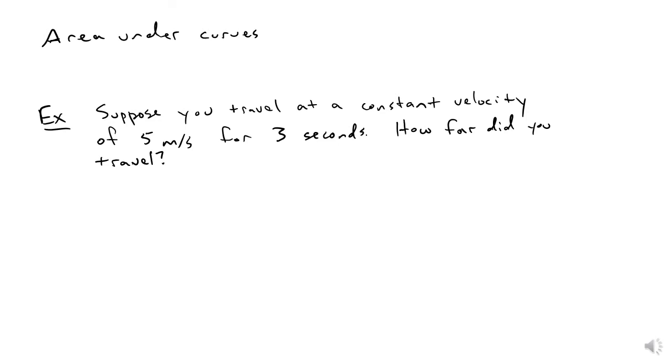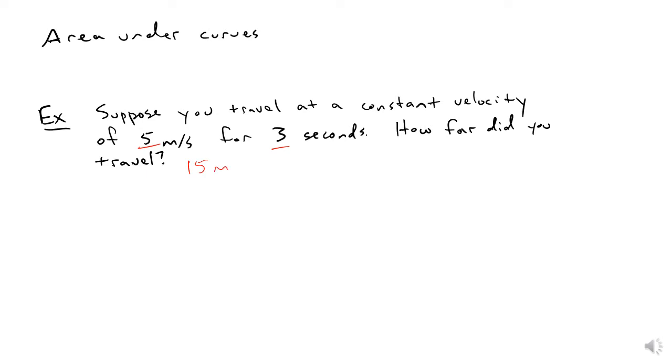So suppose you travel at a constant velocity of 5 meters per second for 3 seconds. How far did you travel? If you think about this for a second, it's not that hard to figure out. 5 meters per second for 3 seconds means you went 15 meters, right? It's your velocity times time gives you your total distance. This question that you can answer pretty intuitively, the answer here without much effort is 15 meters.